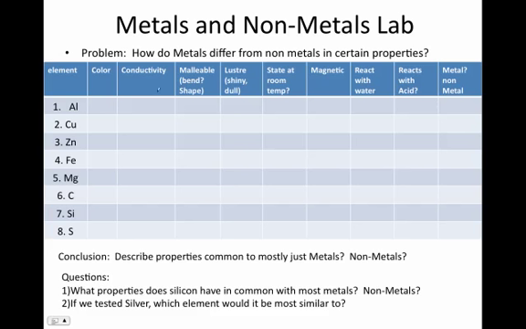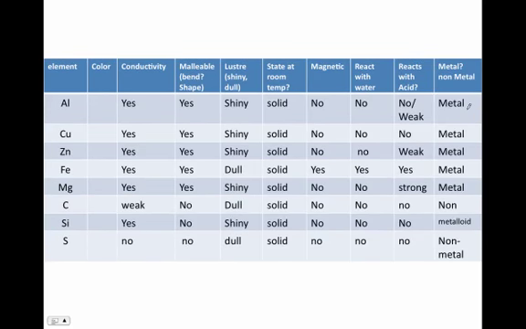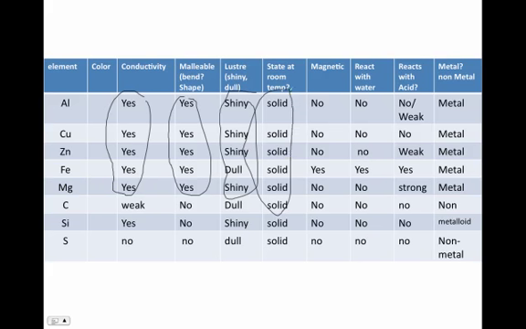We did this lab to see if we could find out properties between elements on the periodic table. And we can use a periodic table to tell us whether it's metal or non-metal. And here's what we found out. Aluminum. So most metals conduct electricity. Most non-metals do not conduct electricity. Most metals are malleable, which means we can bend them. And most metals are shiny, having luster. Most metals are solid at room temperature.